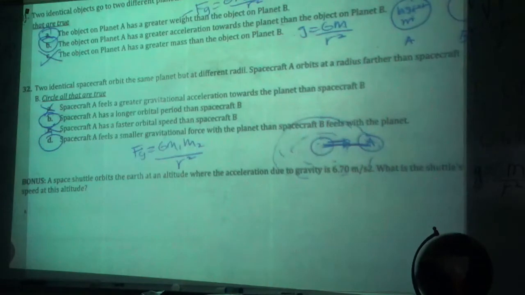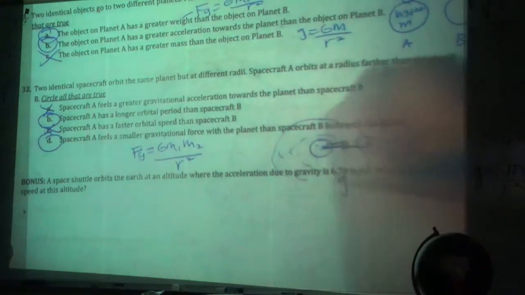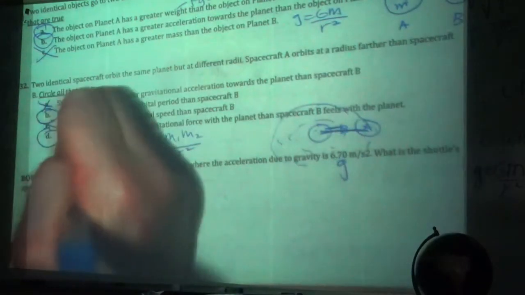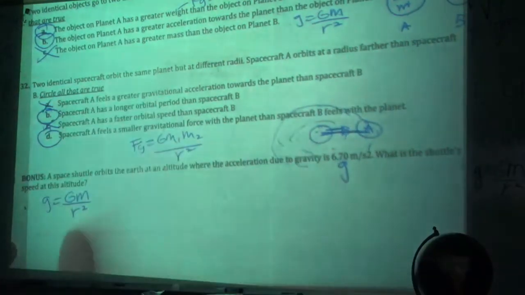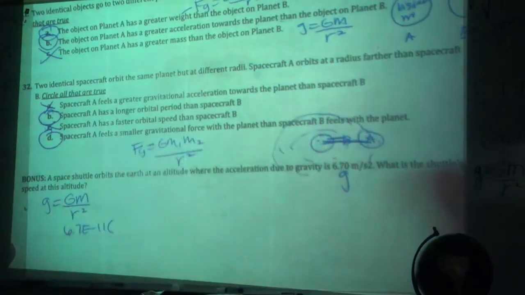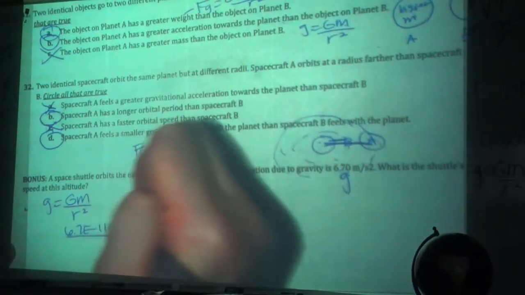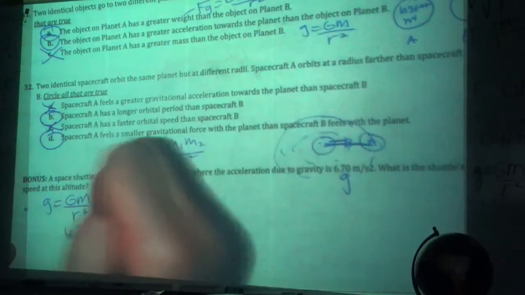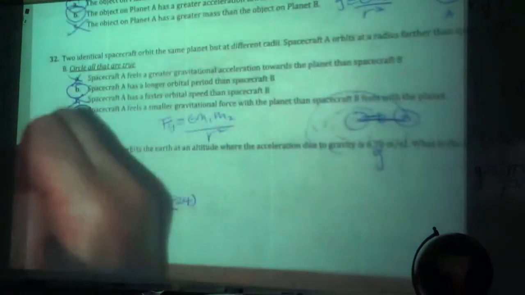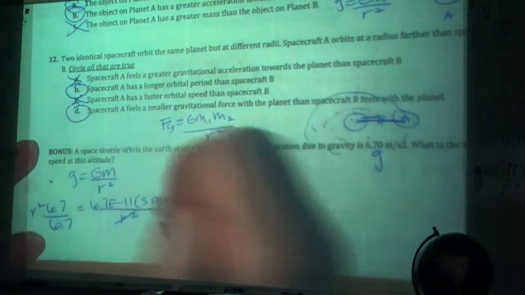And then lastly, the space shuttle orbits the Earth at an altitude where the acceleration is this. What is this shuttle's speed at this altitude? So you would have to plug into your g equation. We're orbiting the Earth, so you're going to plug in the mass of the Earth. And you're not going to plug in the radius of the Earth because it's some distance above, and I don't know how far above it is. So that's my unknown, equals 6.7. Multiply r squared up. Crosses off, divide the 6.7 over.